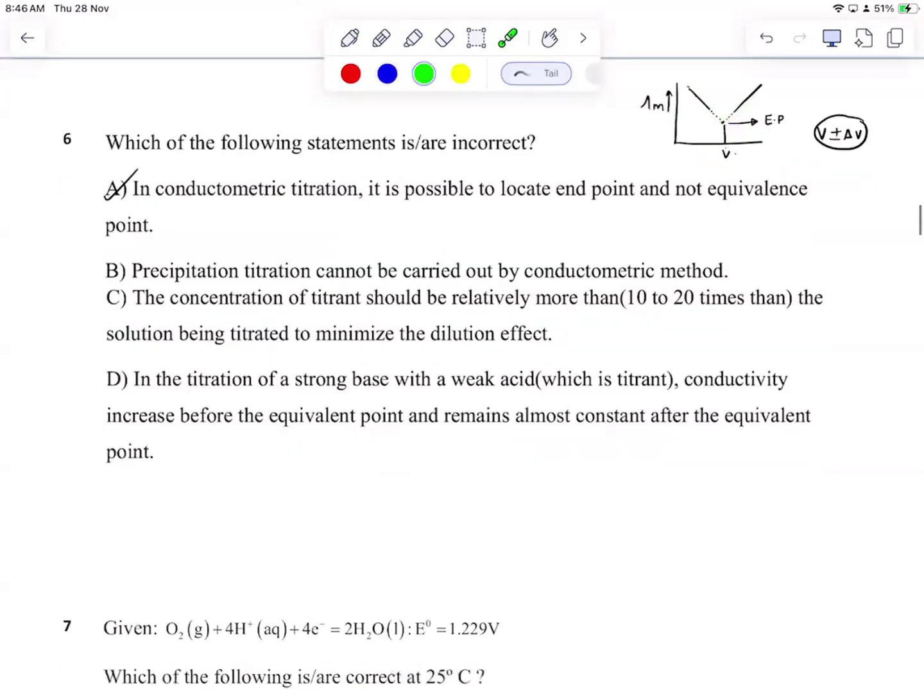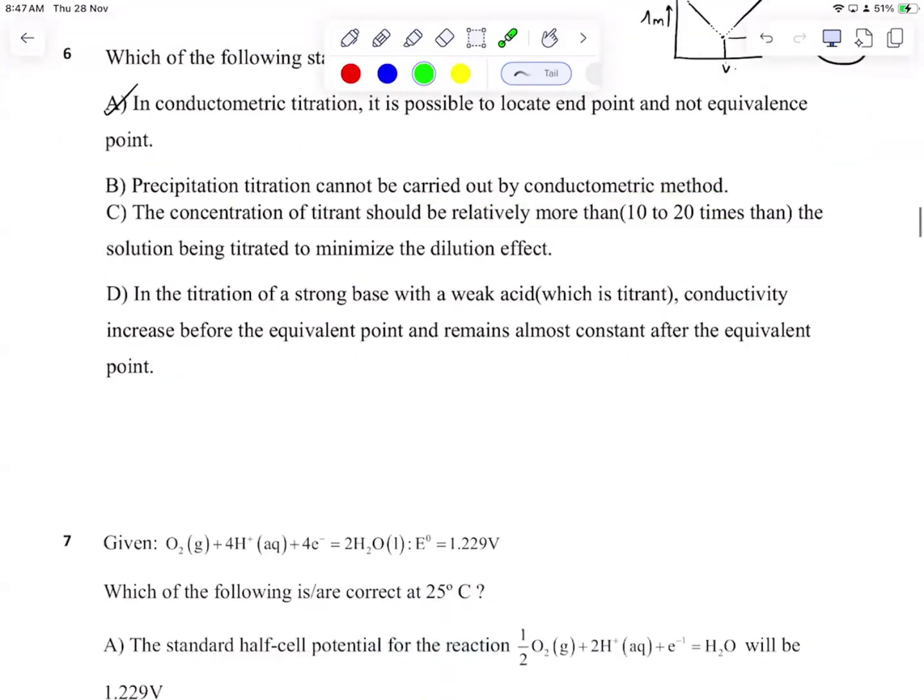Next, precipitation titration cannot be carried out by conductometric method. The reason for that, which is correct here, is that for precipitation cases, almost the lambda m remains the same. Lambda m remains the same. Hardly it will change.